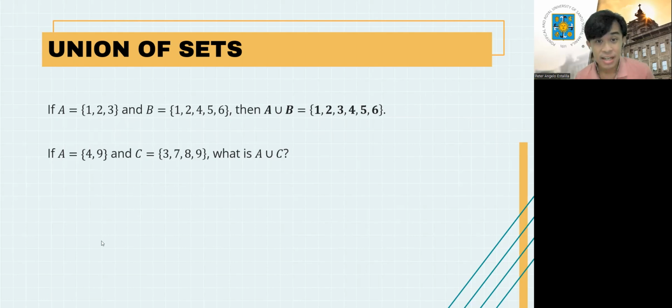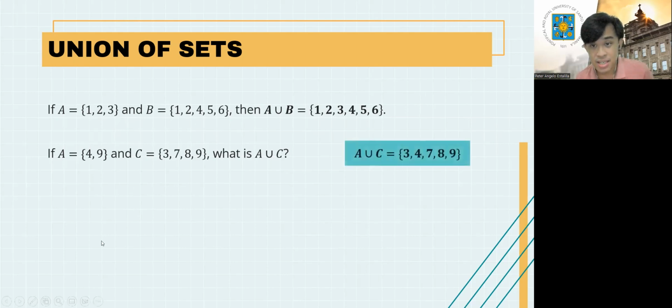Tama yan. So, the union of A and C is 3, 4, 7, 8, and 9. Saan siya nanggaling? We have 3 here. We have 4 here. We have 7, 8, and 9 on both. So, pwede natin siya isulat na 4 and 9 unahin natin because yun yung A. And then, sulat na lang natin si C. Alright? Pero, pwede rin naman ganito na chronologically arrange siya, which is a better way of writing a set.